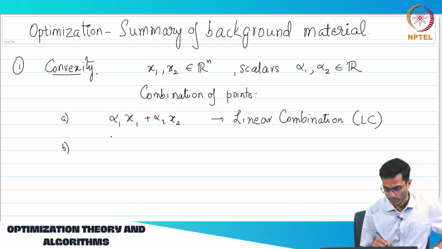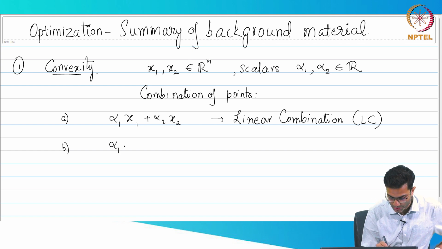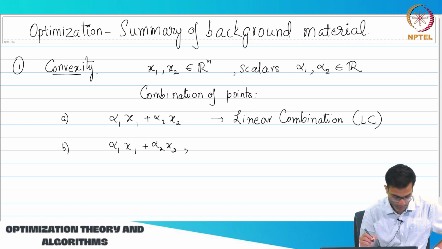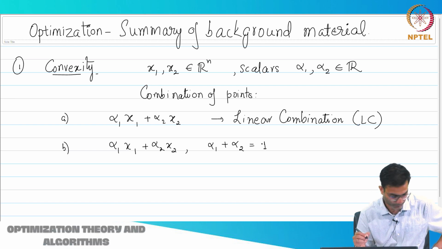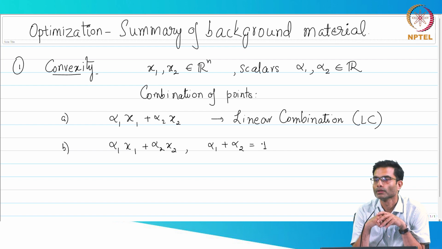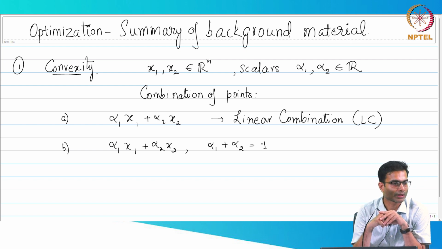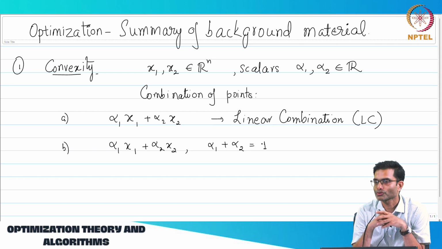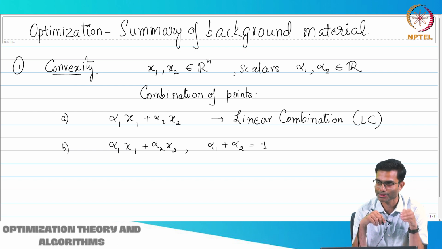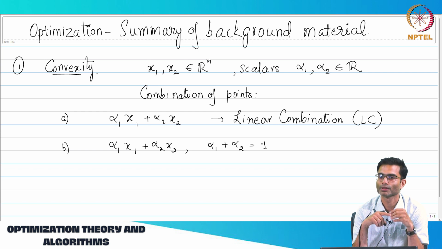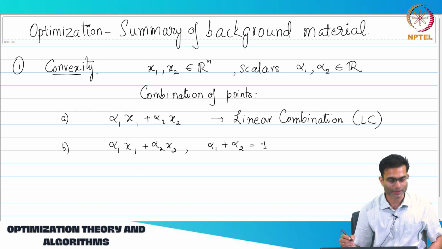Now, let's talk about one small restriction. So I'm going to say alpha 1 x1 plus alpha 2 x2, okay, and I'm going to put one constraint, alpha 1 plus alpha 2 equal to 1. So there is now a constraint on alpha, right? Anyone want to guess what this is called? Is there a name that comes to mind? This is still a linear combination, but there's something a little more special about it. Correct. So this is called an affine combination of x1, x2.